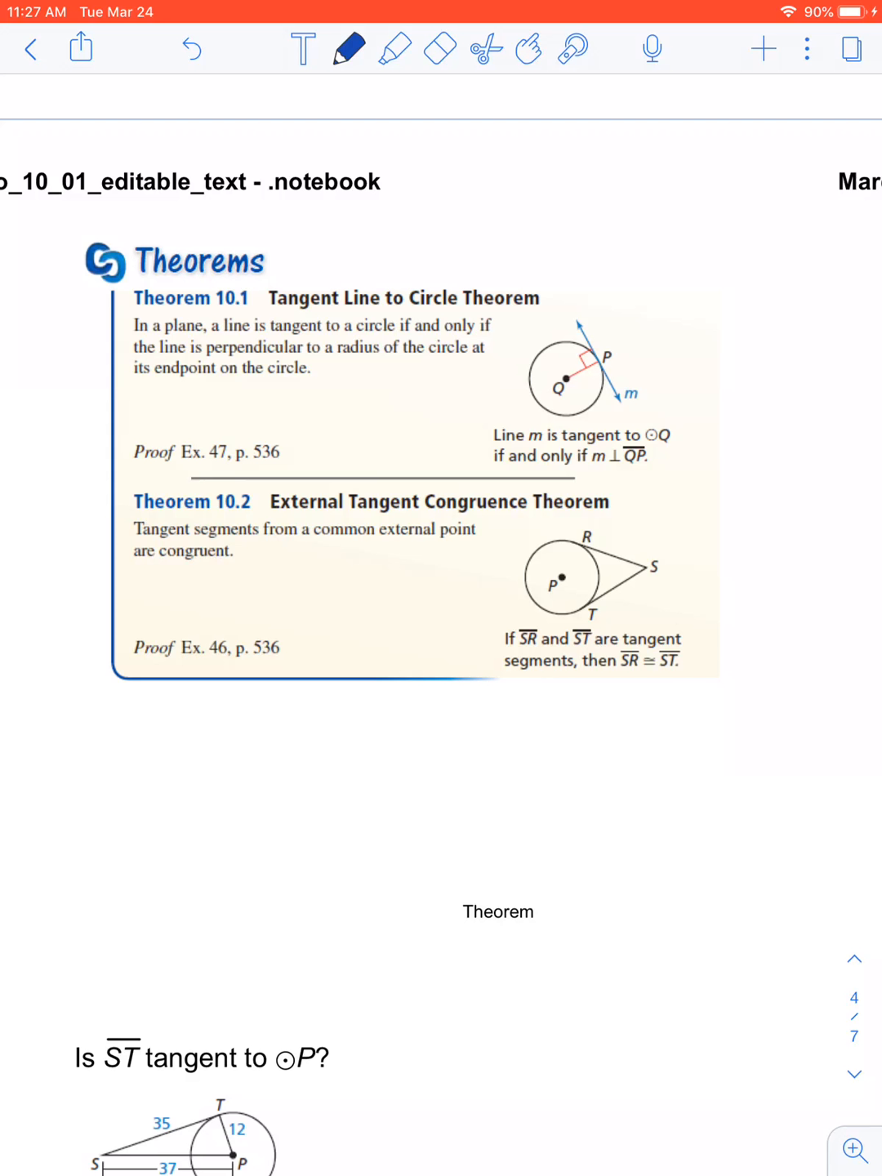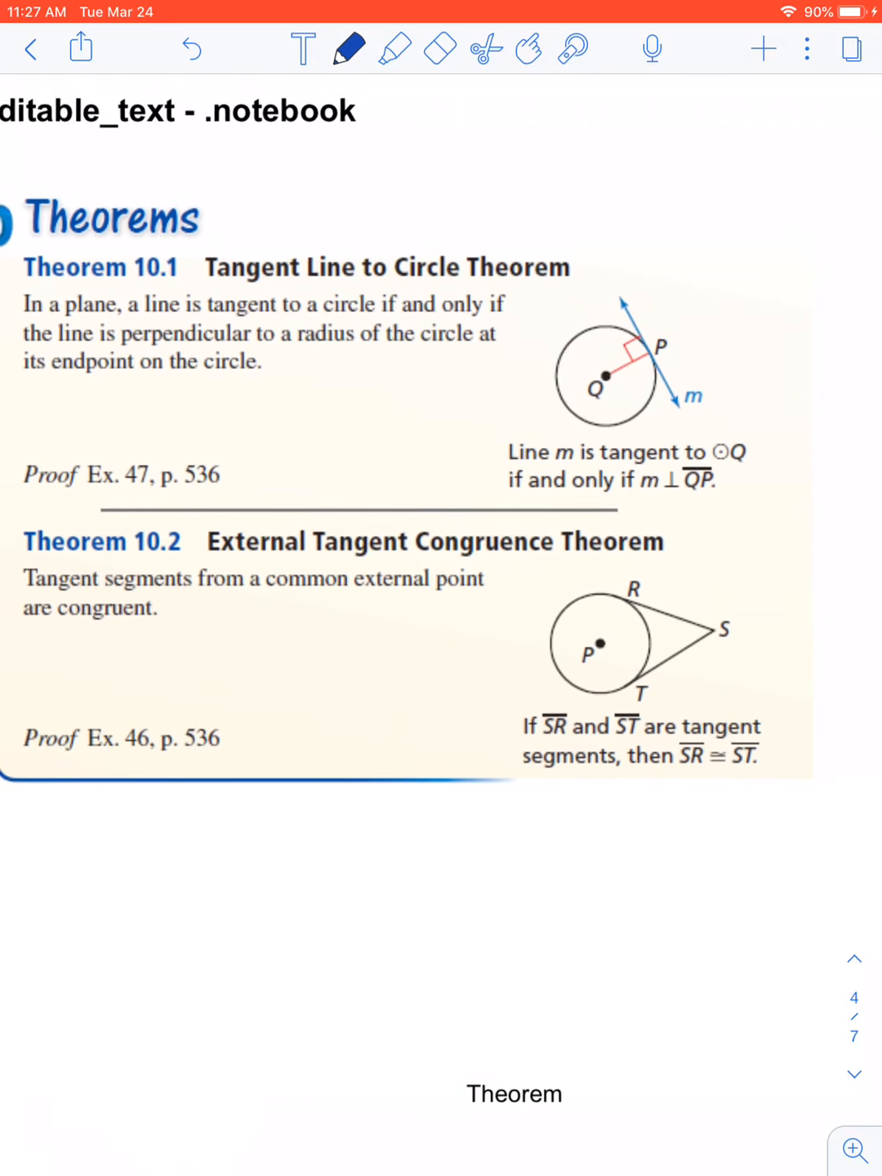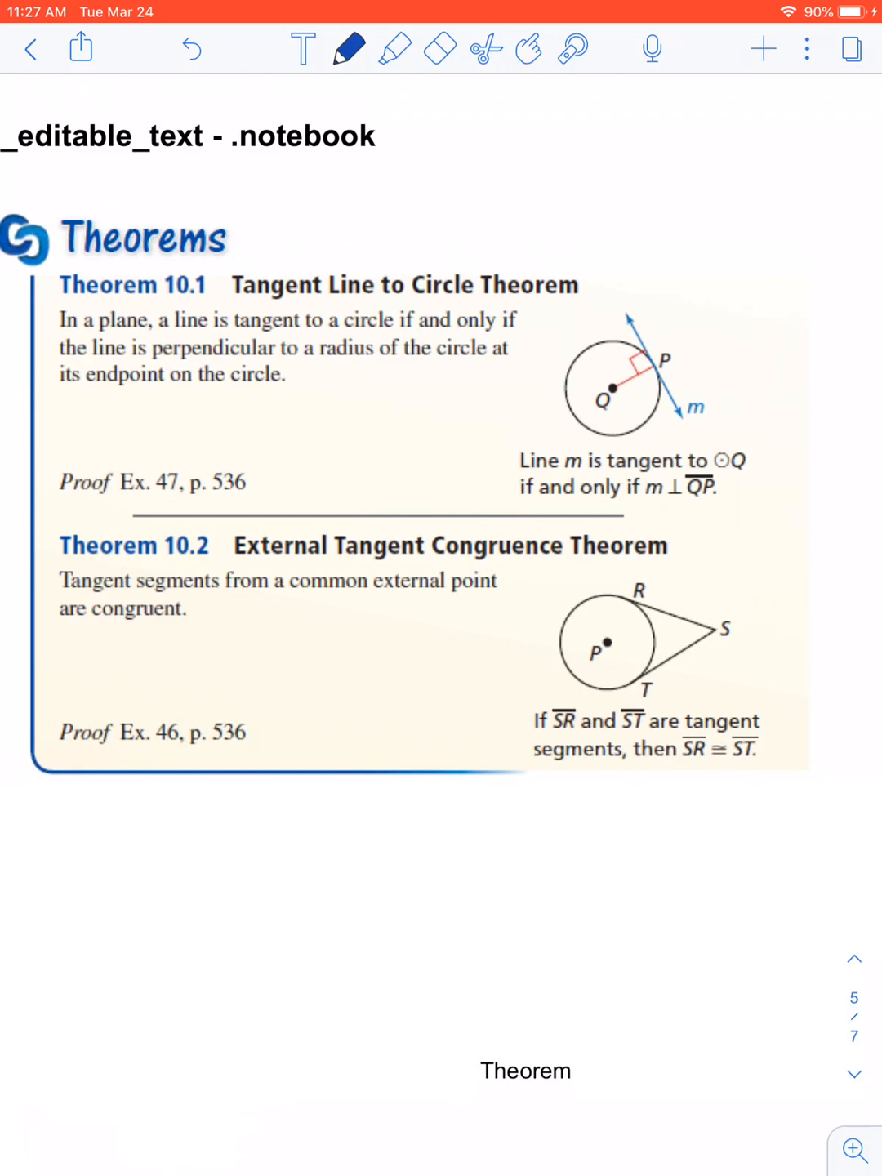All right, so the first part of your homework is going to be to answer: is it a chord, is it a secant, is it a radius, is it a tangent, etc. The second type of question has to do with these two theorems. The tangent line to a circle theorem: what you need to know is that radii, the plural of radius, and a tangent are perpendicular. Focus right here on this picture. Anytime you have a tangent and a radius, they should be perpendicular.